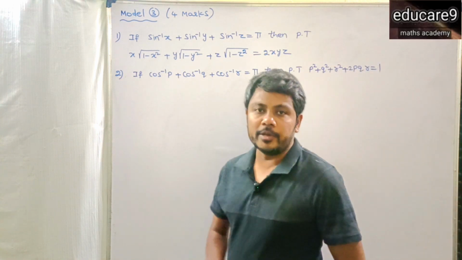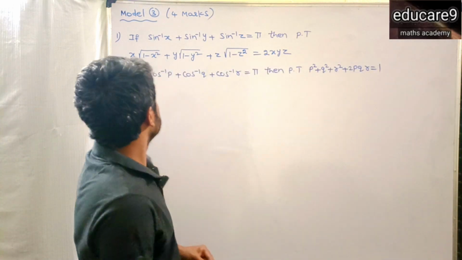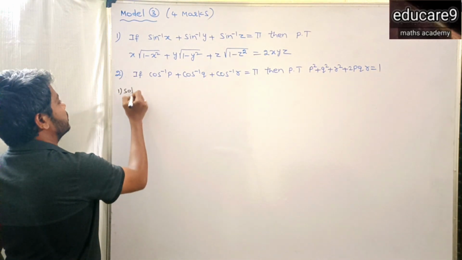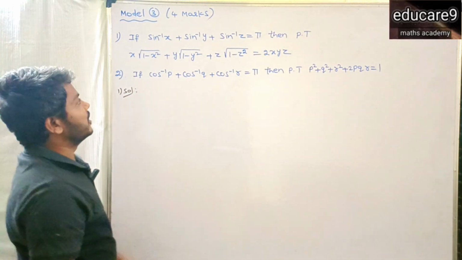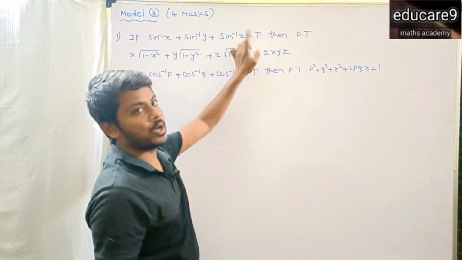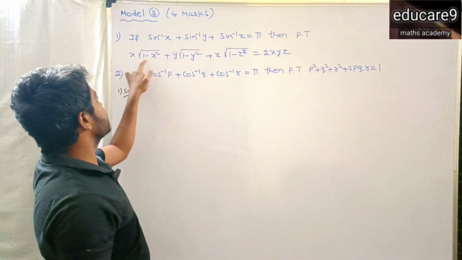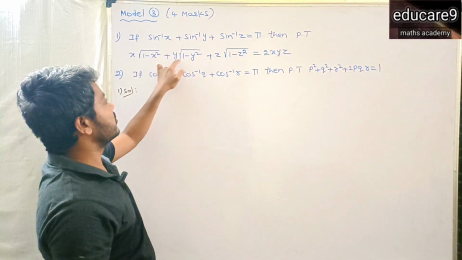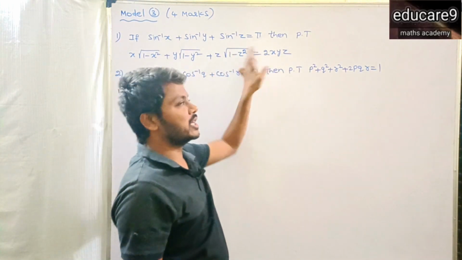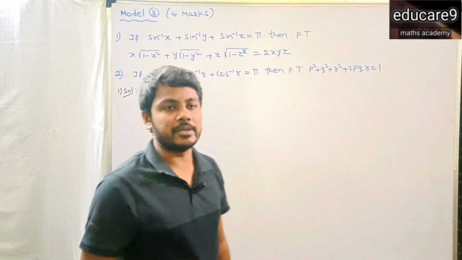So without delay, coming to the problem. First one. See the first solution. Given sin inverse x plus sin inverse y plus sin inverse z equals pi, then prove that x root 1 minus x square plus y root 1 minus y square plus z root 1 minus z square is 2xyz.